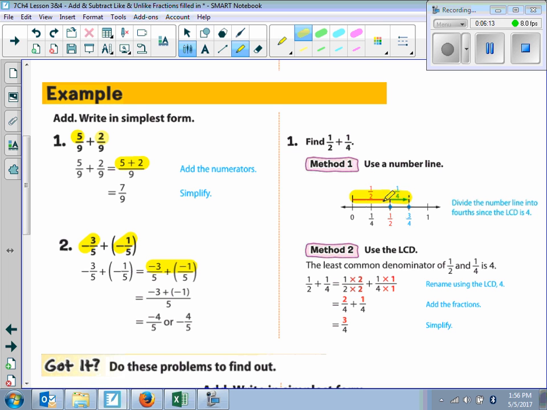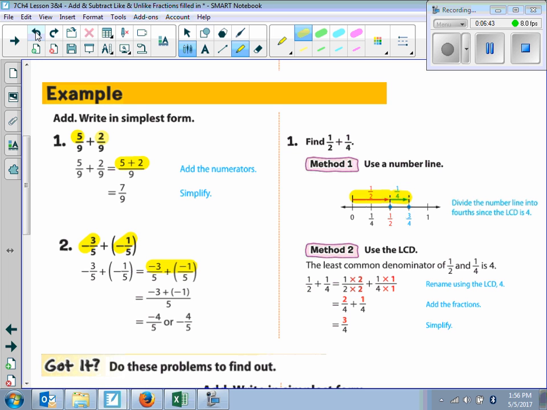So this 1/2 or 2/4, we're going to add that to the other 1/4. So this is 1/4, 2/4, 3/4. So 1/2 plus 1/4 is 3/4. That's what it looks like on a number line. I'm not going to expect you to add on a number line. So let's take a look at method 2. For method 2, what you need to do is you get common denominators. So we have 1/2 plus 1/4. The common denominator between 2 and 4 is what?